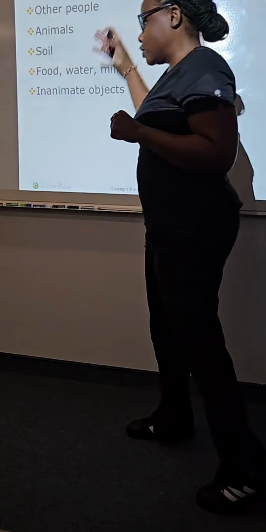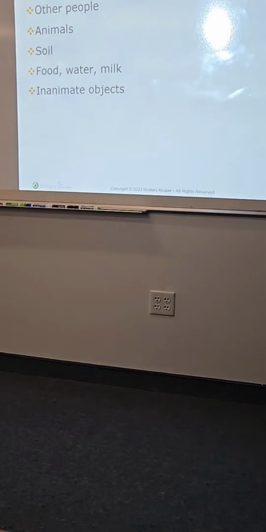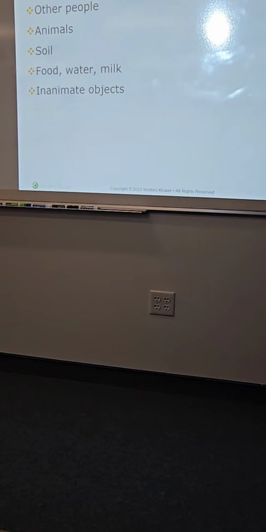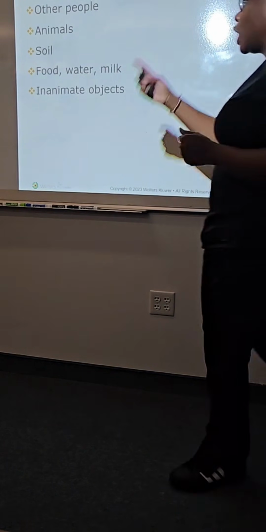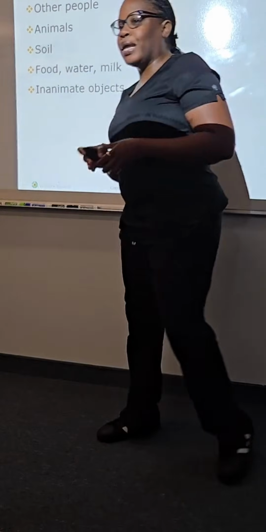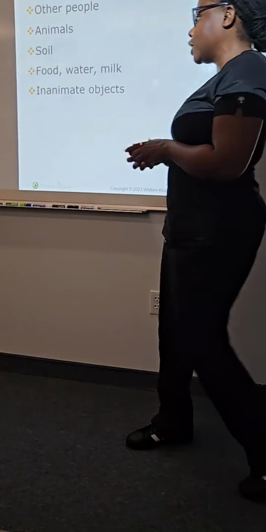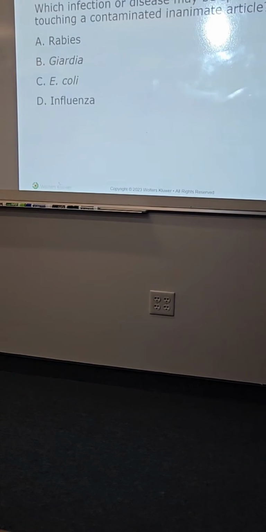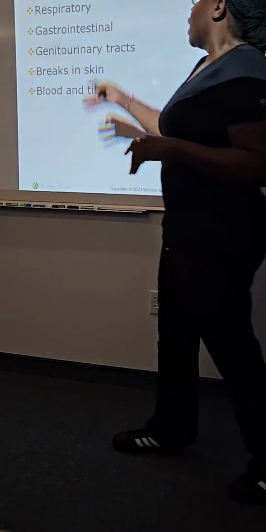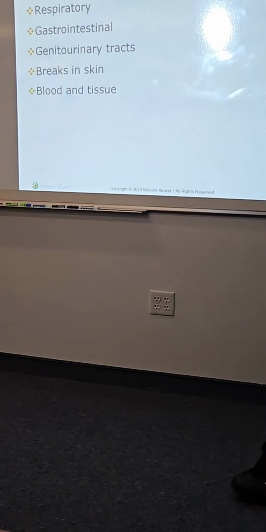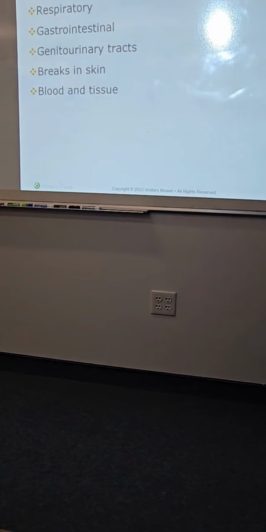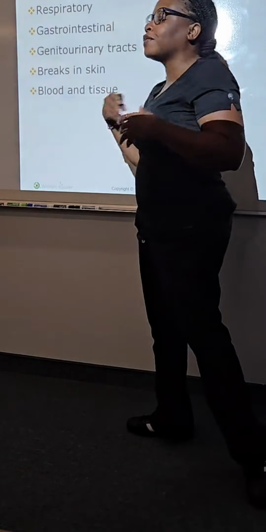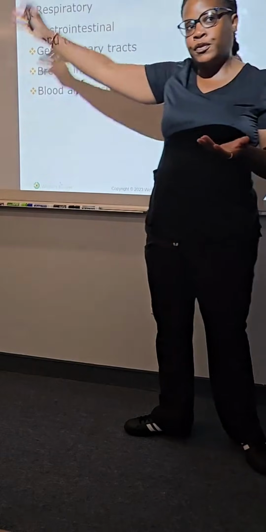Now, yes, you should know the possible reservoirs of where these pathogens could live. I already mentioned them: other people, animals, food, water, inanimate objects like a table or board, etc. So that's why we always have to do hand hygiene when it comes to infection control. All right. Portals of exit: respiratory, GI tract, GU tract, breaking the skin. These are all some common portals of exit where the pathogen can escape from and go into a different host.